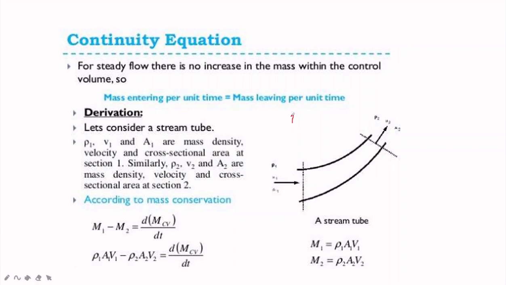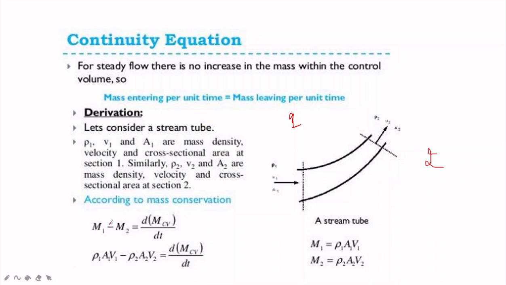So this is section 1 and this is section 2. Let rho 1, v1, a1 be the mass density, velocity and cross-sectional area at section 1. Similarly, rho 2, v2, a2 are the mass density, velocity and cross-sectional area at section 2. This is section 1-1 and this is section 2-2.